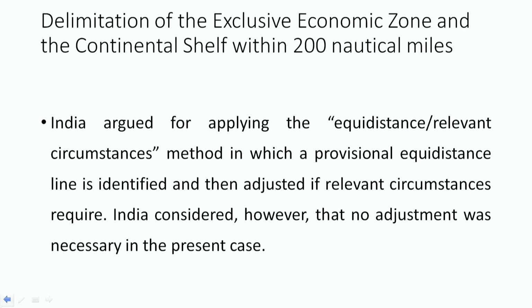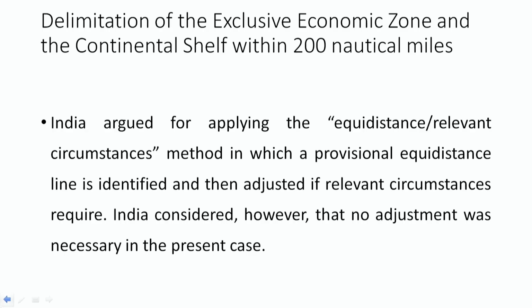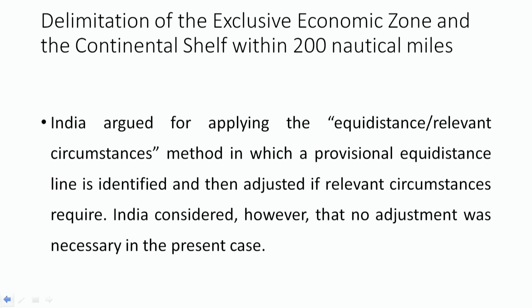India argued for applying the equidistance relevant circumstances method, in which a provisional equidistance line is identified and then adjusted if relevant circumstances require. India emphasized that the arbitral tribunal should go by equidistance, that is, the distance between India and Bangladesh. Now, how is the equidistance method applied? The Indian baseline and the Bangladesh baseline are taken into consideration, and points are highlighted from the Indian side and the Bangladesh side, and then a perpendicular is drawn between those two points, and it is decided that this can be the boundary between the two states. So India was asking for that method.